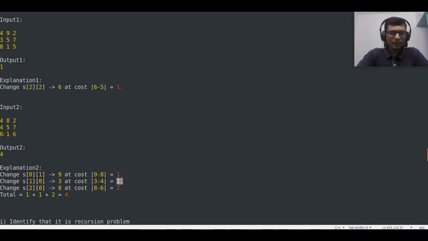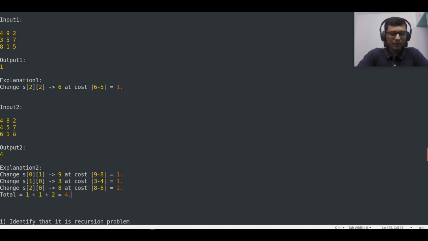And the third replacement we'll perform here, which is at s of 2, 0, and we'll replace the 6 by 8, and again the cost of doing that is absolute value of 8 minus 6, which is 2. So overall cost is 1 plus 1 plus 2, which is 4, and this is the minimal cost.